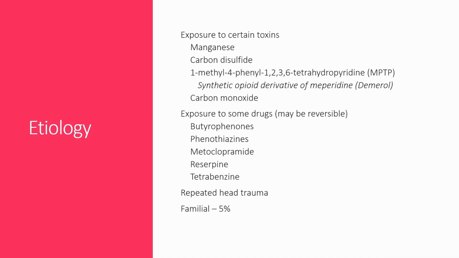What can cause Parkinson's to occur? Obviously, these are all different things. It's exposure to certain chemicals. Some drugs may also do it as well. Repeated head trauma. So Muhammad Ali, the boxer, after many, many years of boxing, developed Parkinson's later on in life, obviously due to all the trauma from boxing.